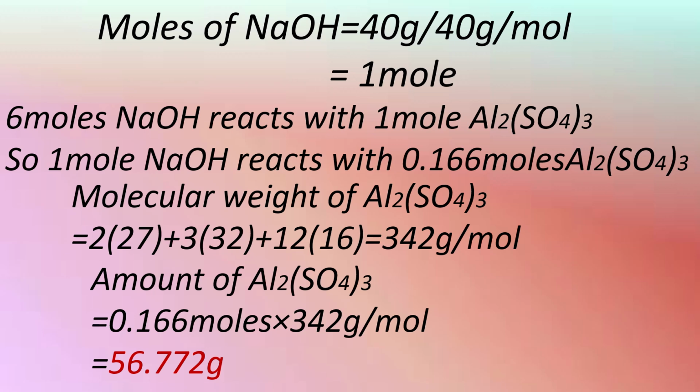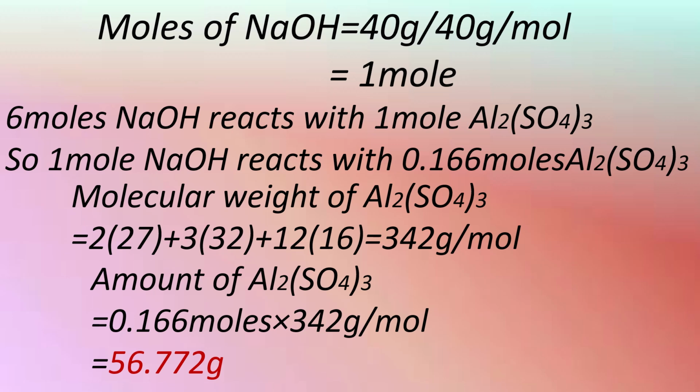Now, as I have discussed earlier, 6 mole sodium hydroxide reacts with 1 mole aluminum sulfate. So, for 1 mole sodium hydroxide, we will multiply 1 mole with 1 mole and divide by 6. The answer is 0.166 moles aluminum sulfate. Now we have calculated moles of aluminum sulfate.